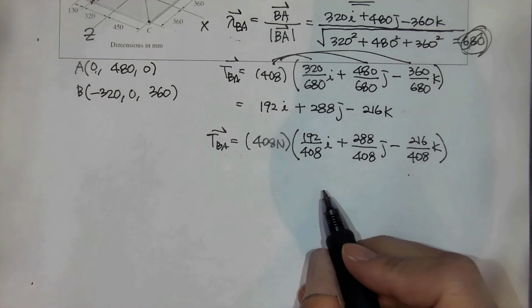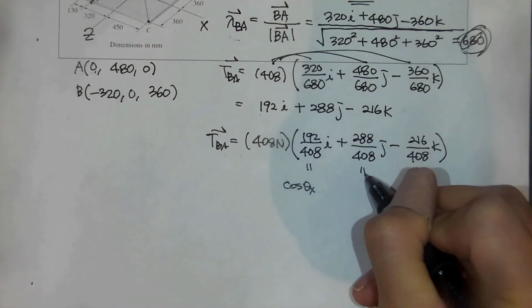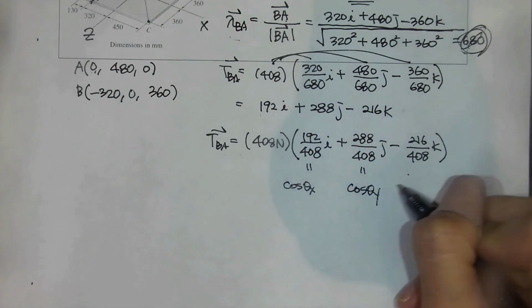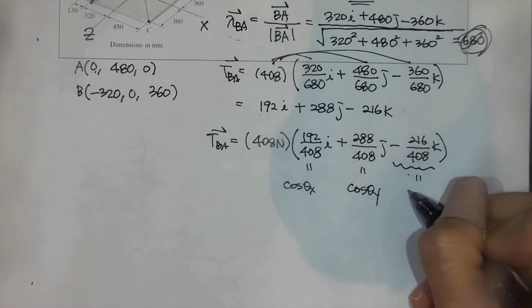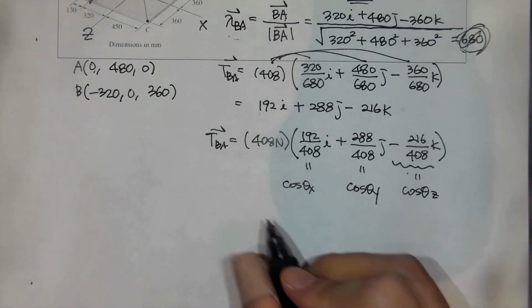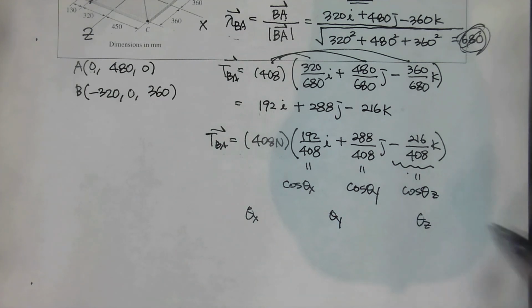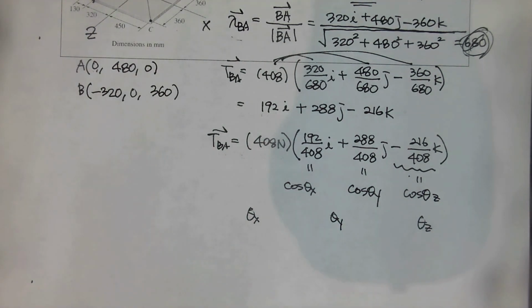And then here, this is cosine theta x, this is cosine theta y, and then this entire thing is cosine theta z, right? So let's try to find theta x, theta y, and then theta z, okay? Using inverse cosine.